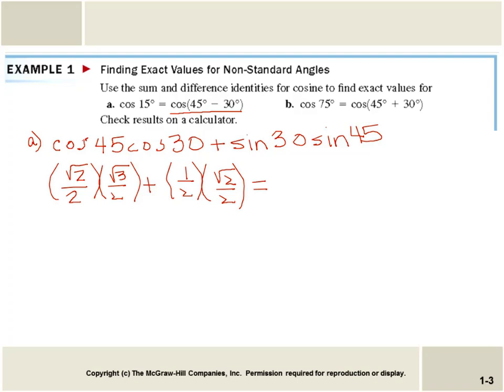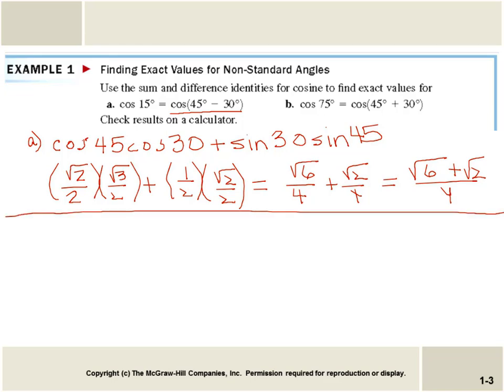Exactly. So then we can say this is equal to the square root of 6 over 4 plus the square root of 2 over 4, which is equal to the square root of 6 plus the square root of 2, over 4. And that's an exact answer. If you put this into a calculator, it'll get the same result, but it'll be in decimal, and that will not be acceptable.